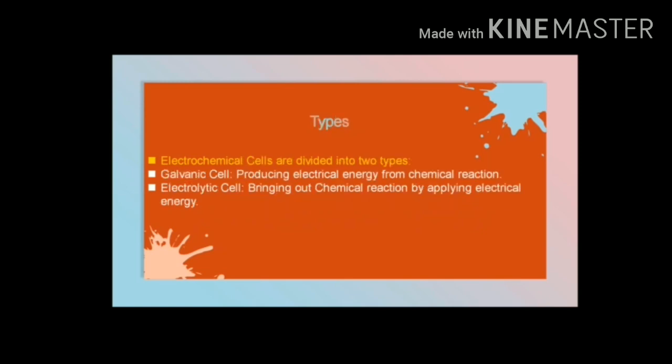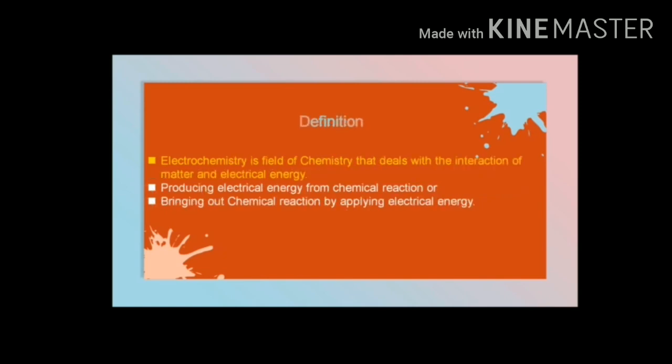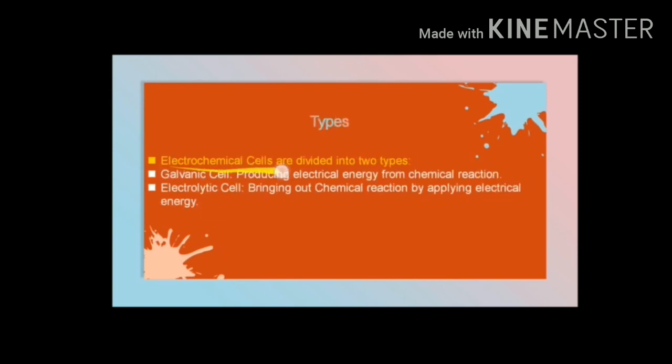So now, there are two types of electrochemical cells. What are electrochemical cells? The cells which help in producing energy of either chemical or electrical. See, either of these two types. Okay, so electrochemical cells are divided into two types: galvanic cell or electrolytic cell.